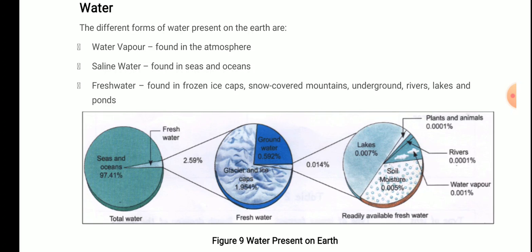So the only available water that can be used by us is in freshwater conditions, and even that is very little, that is 0.014%, or you can say more than that, 0.592% groundwater. That's why it is said that water should be preserved and utilized properly. Clear?